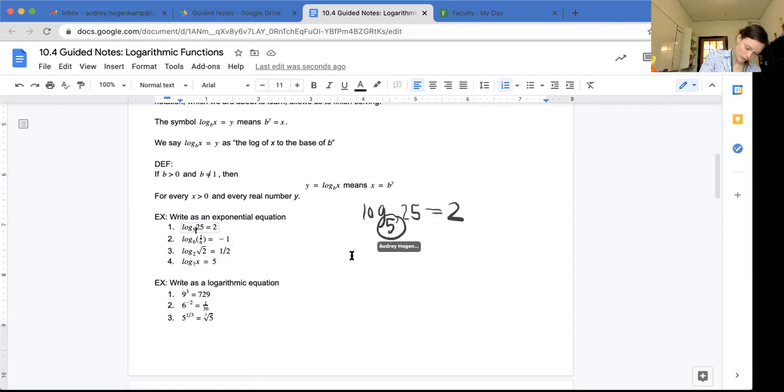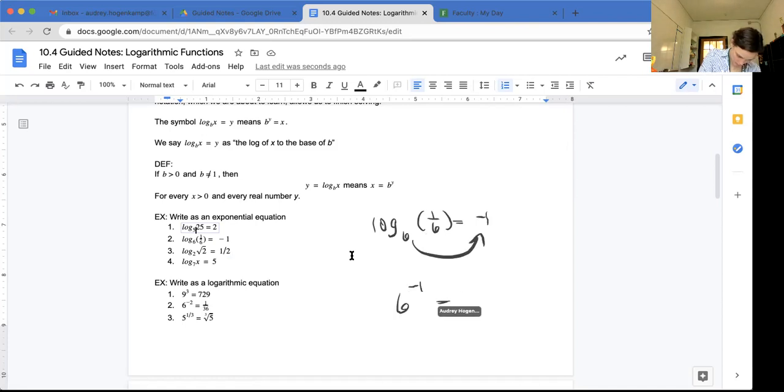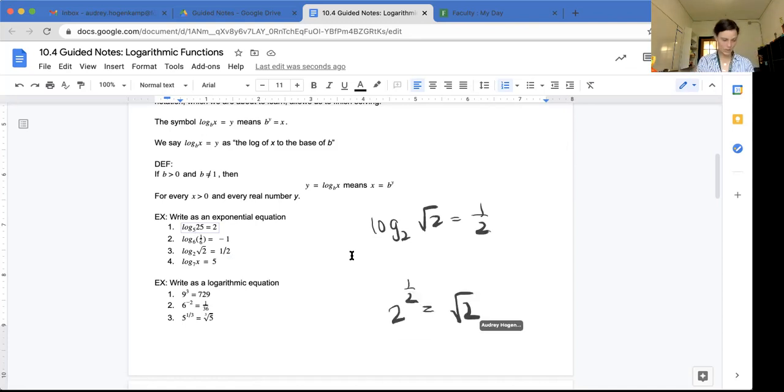Anyway, so we start at 5, we go up to 2: 5 squared equals 25. And 5 squared does in fact equal 25. Next up we have log base 6 of 1/6 equals -1. Again, 6 to the -1 equals 1/6, which is in fact true. Log base 2 of the square root of 2 equals 1/2. 2 to the 1/2 equals the square root of 2, which we know to be true.